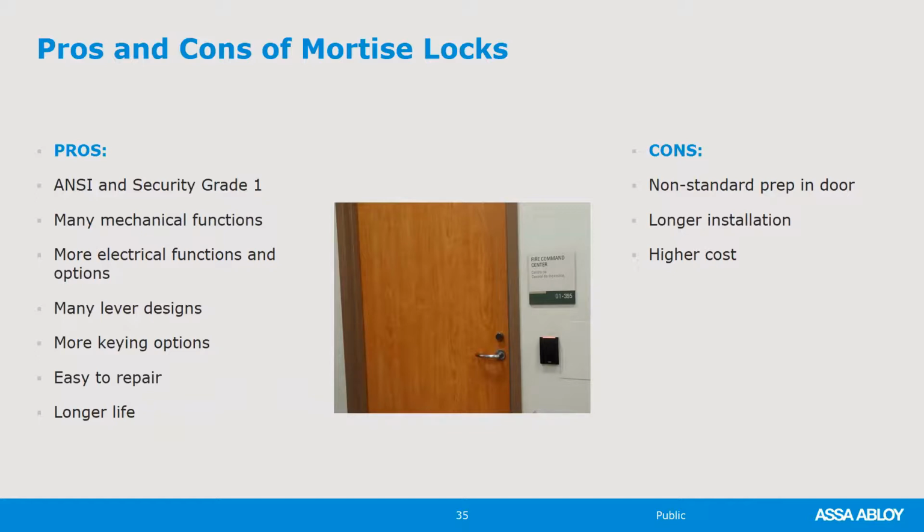Many different lever designs, almost 50 different lever designs, and you can keep that continuity throughout with your exit device trim. More keying options, because a mortise cylinder can be prepped for interchangeable core, removable core, conventional keying. But if you have a different manufacturer for the keying, you can use their mortise cylinder and just make sure that you have the proper cam on the back to work whatever lock set that manufacturer happens to be.